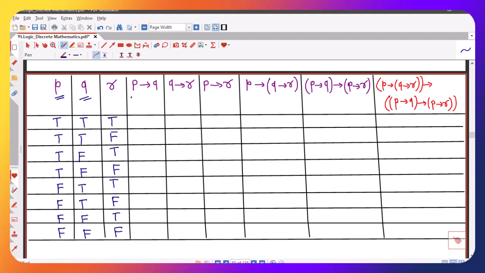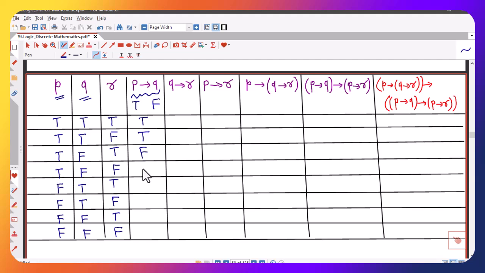Now we write down possible truth values for this conditional statement or this implication P to Q, and we know that this implication is false if P is true and Q is false. So now we check for all possible combinations of P and Q. Here P is true and Q is true, therefore this is true. Here also both are true, therefore this implication is true. Here P is true and Q is false, therefore this is false.